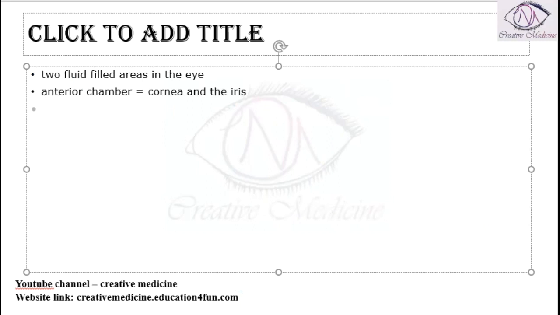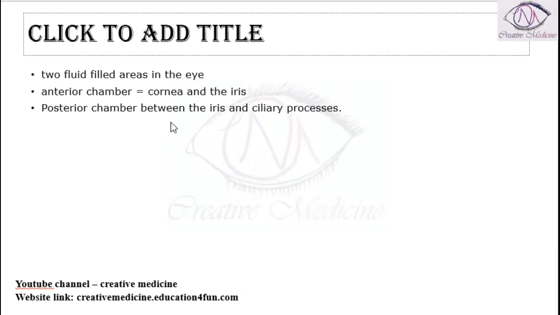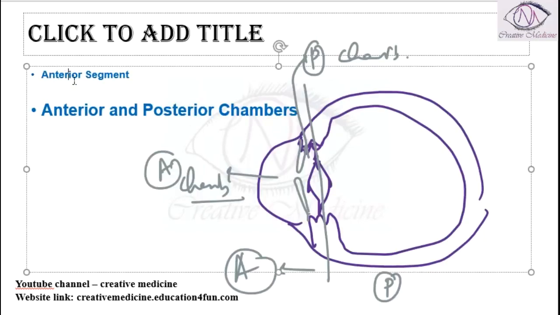So similarly we have posterior chamber. Posterior chamber is present between the iris and the ciliary processes. This is the ciliary process. Between the iris and ciliary processes we have posterior chamber. Then this is anterior segment.